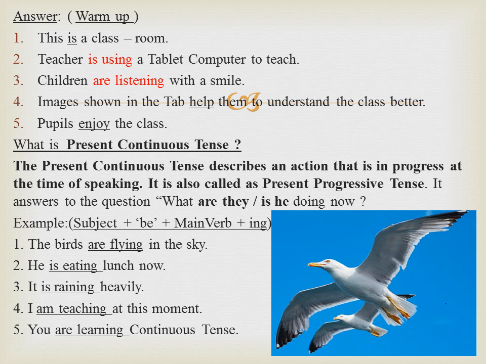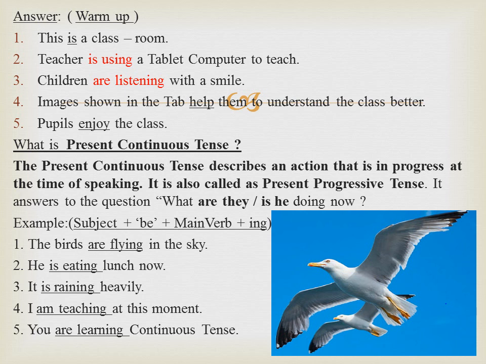Let us learn in detail about present continuous tense. The action that is happening right now at the time of speaking is present continuous tense. We can also call it as present progressive tense. The structure of this sentence is subject plus be plus main verb with ing form.